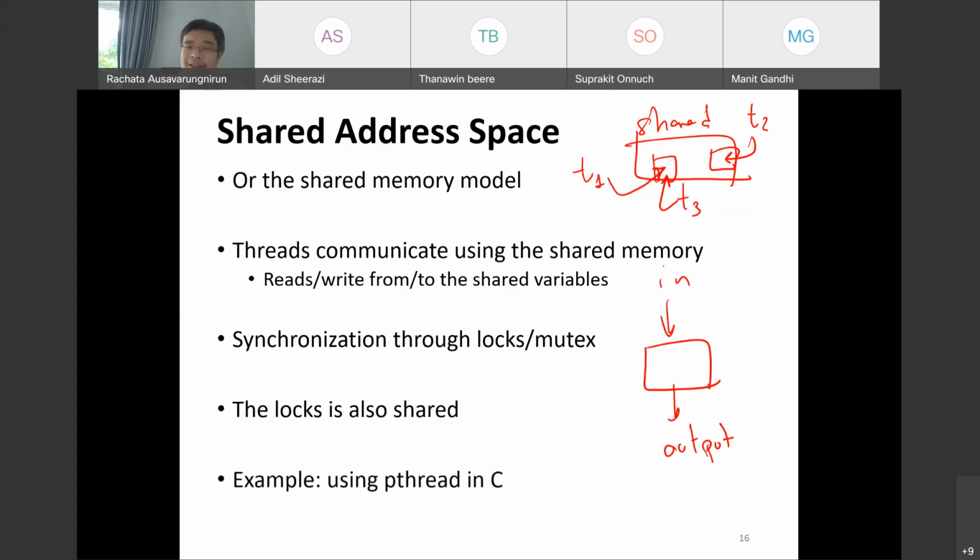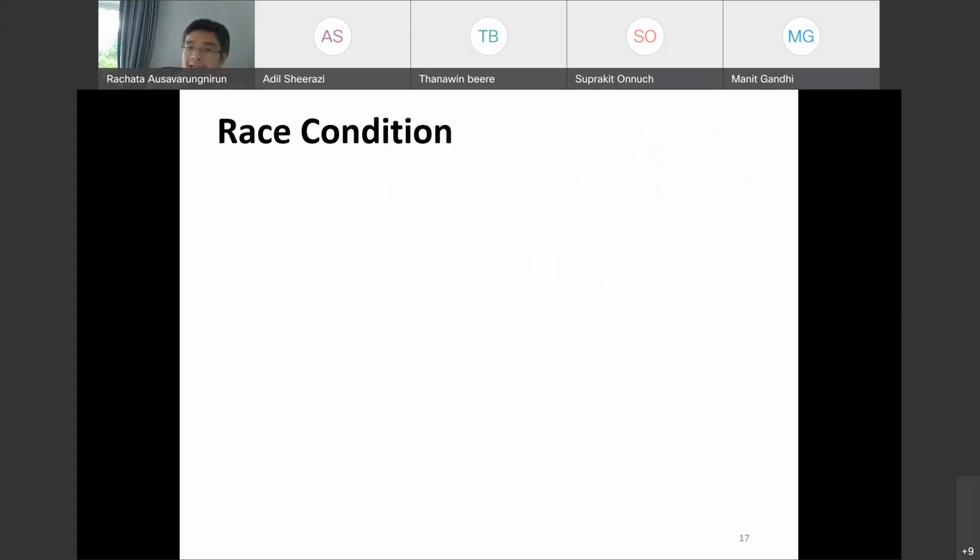One example of using locks is using pthread in C. We'll go into the detail a little bit more today. Before that, let's cover race condition again, right? We've been talking about race conditions, but let's talk about it concretely, right?